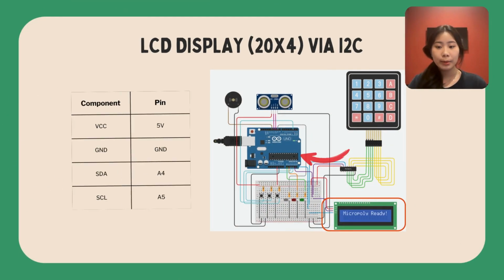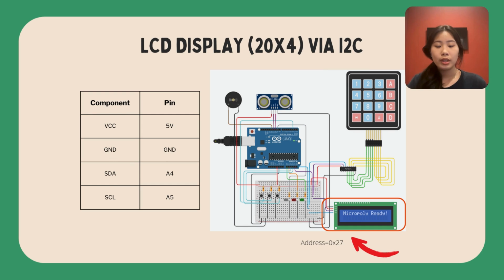LCD display 20x4. So the components that we have are VCC, ground, and SDA, SCL. As normal, we have to connect VCC with 5 volts, ground with ground. And after that, we have to connect SDA with analog pin A4 and SCL with analog pin A5.